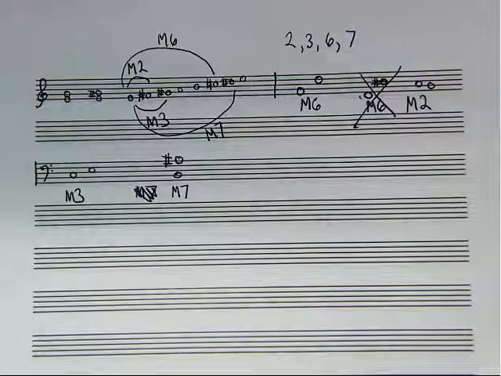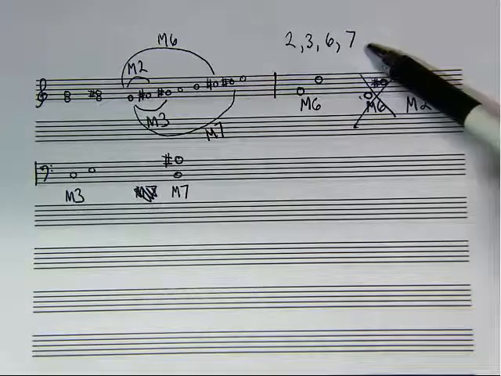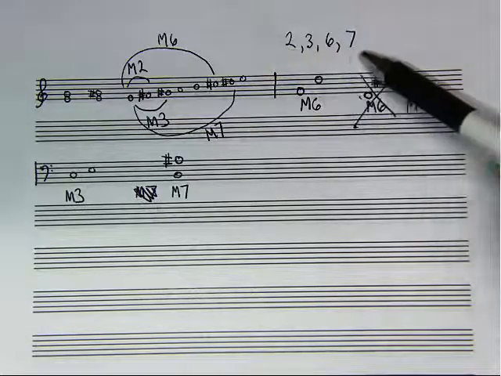Let's talk about how minor intervals work. So we have all these things that we've done with major intervals here. Minor intervals are very closely related to major intervals. The same numbers that can be used for major intervals can also be used for minor intervals. So 2, 3, 6, and 7 can be major intervals. Those can also be minor.